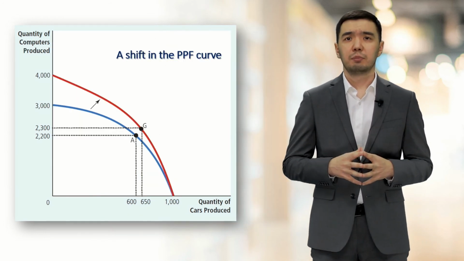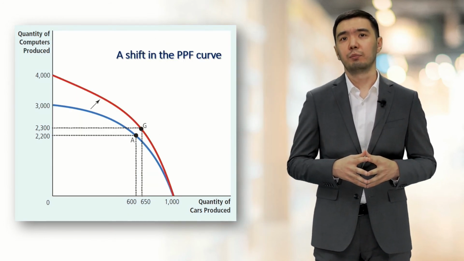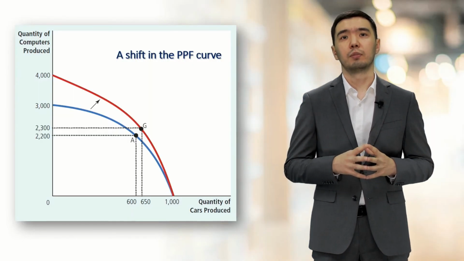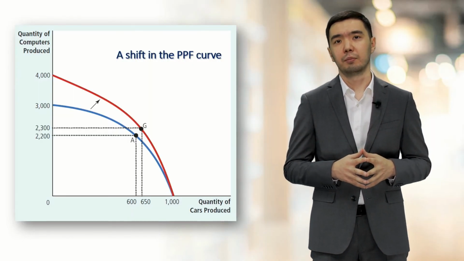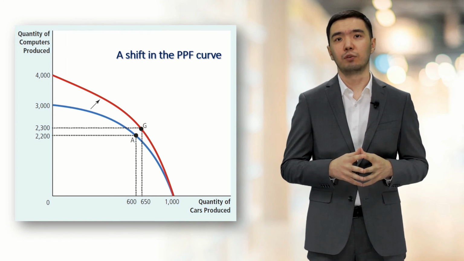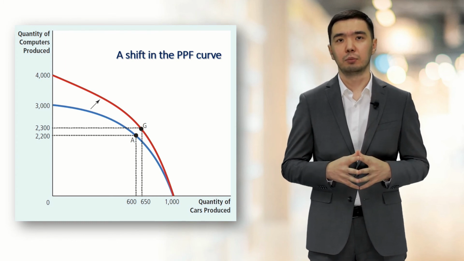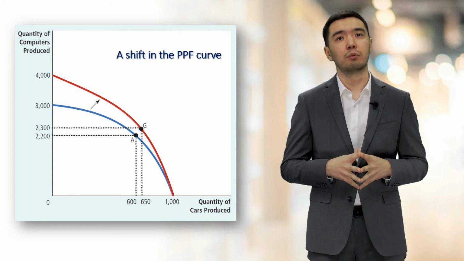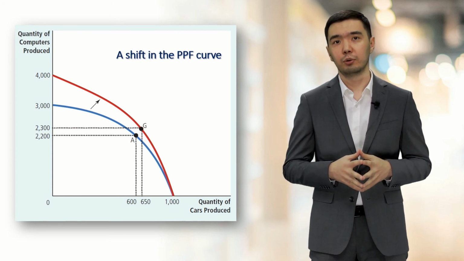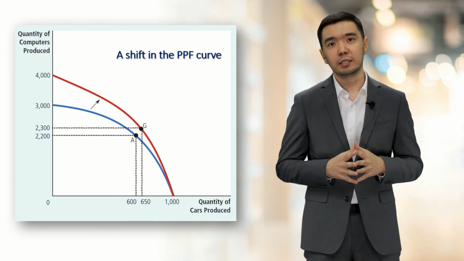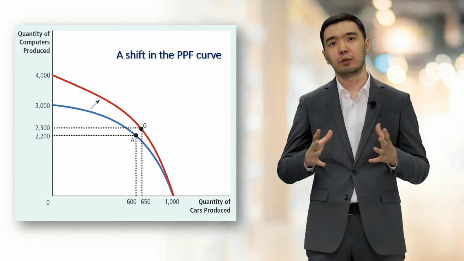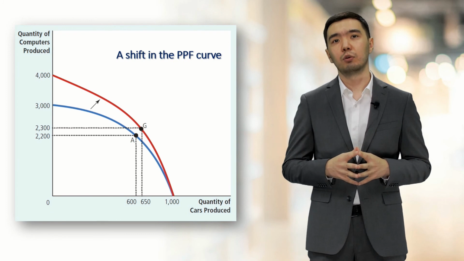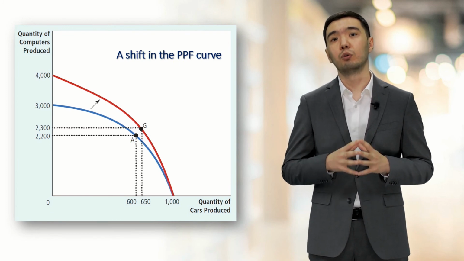The production possibilities frontier shows the trade-off between the outputs of different goods at a given time, but the trade-off can change over time. For example, suppose a technological advance in the computer industry raises the number of computers that a worker can produce per week. The advance expands society's set of opportunities. For any given number of cars, the economy can now make more computers.